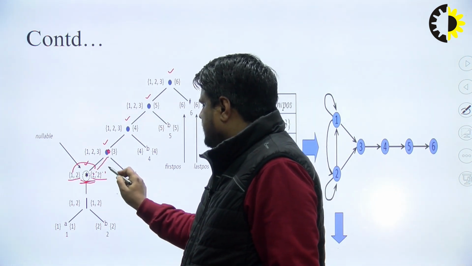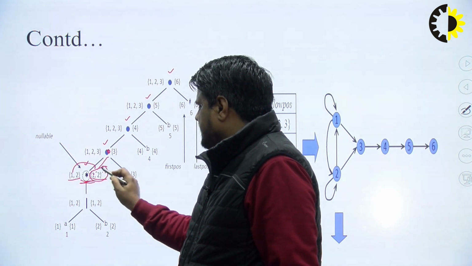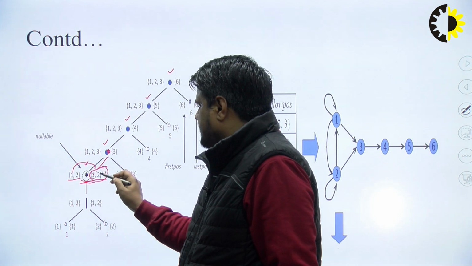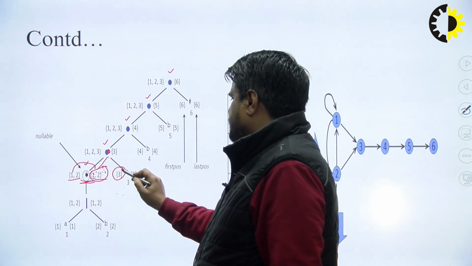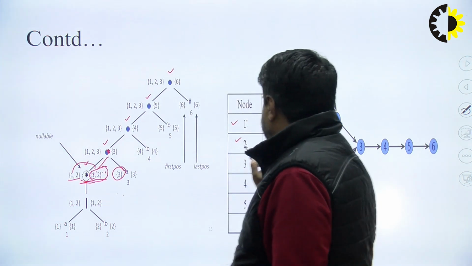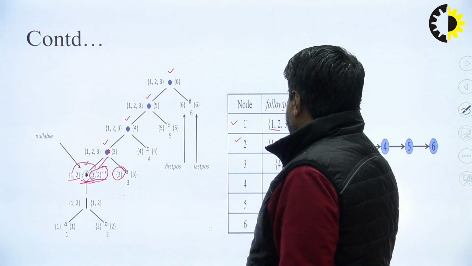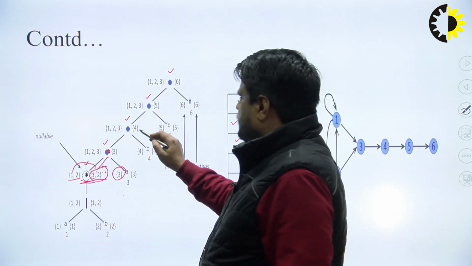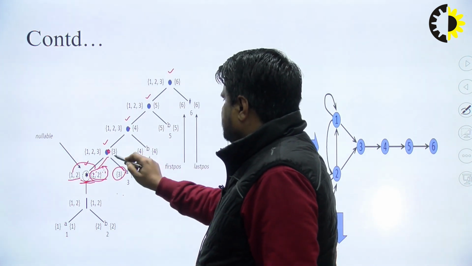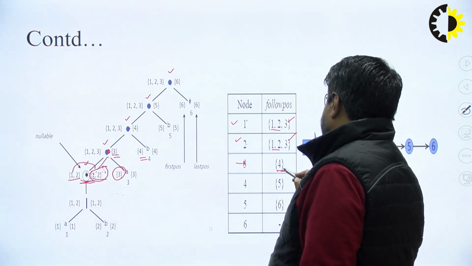So the follow of 1, 2 means any member of the last position of the child C1 will be a member of the first position of C2. So here the members are 1 and 2. So for 1 and 2 you will include 3. So I have included 3 over here. Similarly, you will move for this one. So 3 will contain the member 4. So the follow position of 3 will contain 4.